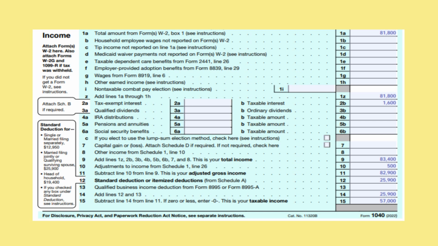On line 7, put any capital gain or losses that you have. An example of this would be when you sell stock or a bond. Typically, you have to file Schedule D along with this and also Form 8949. There are some exceptions to this, and I will list them here.